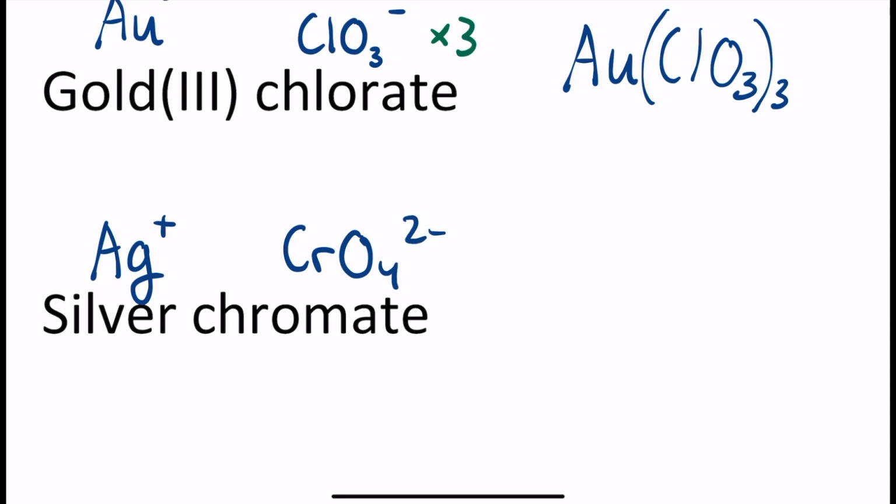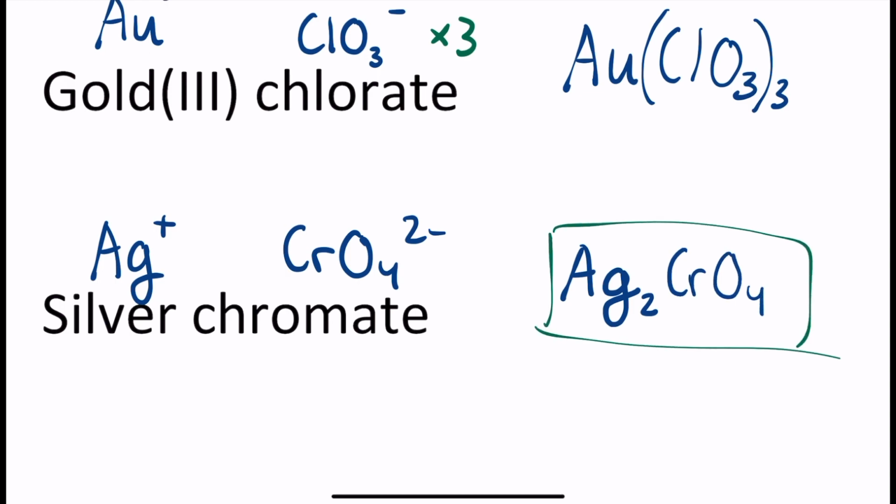So I can always think back to my least common multiple, or I can just think about what's going to cancel out what. If silver has a 1 plus charge, how many of them do you need to cancel out a 2 minus charge? The answer is probably 2 of them. So if I were to write the correct formula here, there's 2 silvers, so Ag2, and then there's a chromate, CrO4. And that's my final answer here.